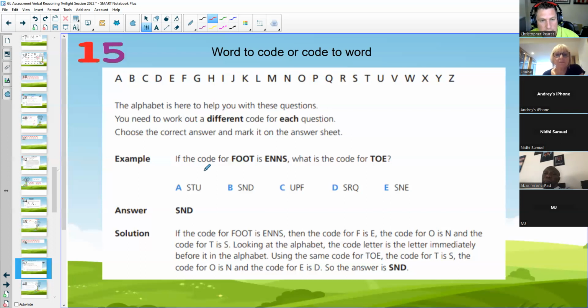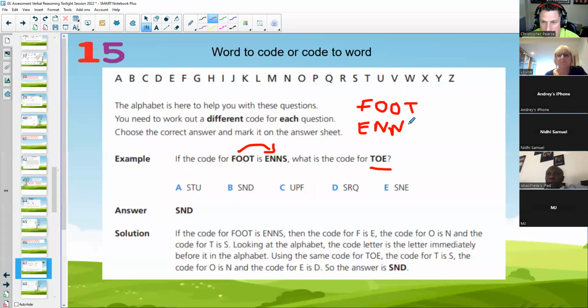So an example here is, if the code for foot is ENNS, what is the code for toe? Now, because we're given a word, that means that we work from word to code. This is the way that we would probably teach it in year 4, actually. When you introduce these questions, you would get children to do a little grid. So they would write out foot like this. Then they'd write the code out underneath, ENNS. And then at the top, I'd write toe.